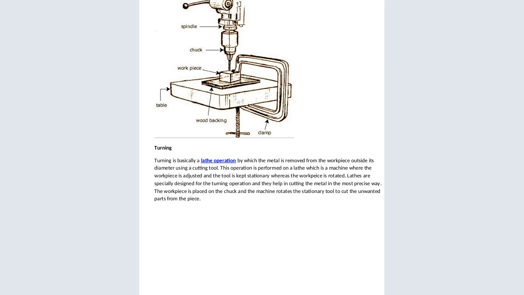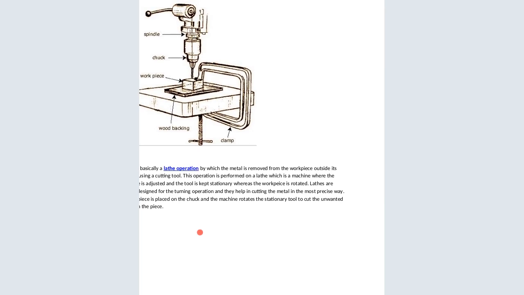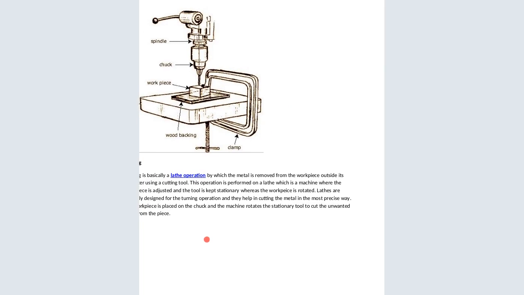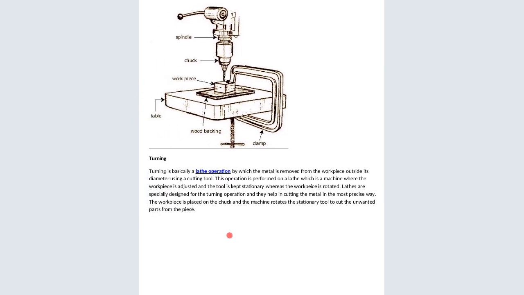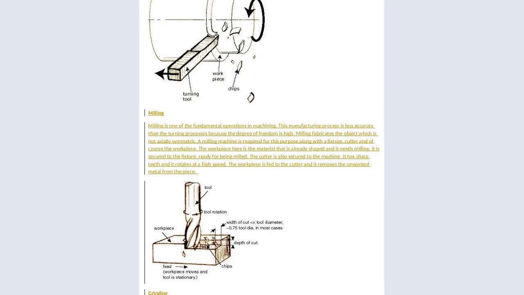They are specifically designed for the turning operation, and they help in cutting the metal in the most precise way. The workpiece is placed on the chuck and the machine rotates it against the stationary tool to cut the unwanted parts from the piece. So that is now the turning tool. The turning tool is there, and that is the workpiece, and those are the chips. It is used to sharpen or to cut or to remove some parts of the material that are not wanted.